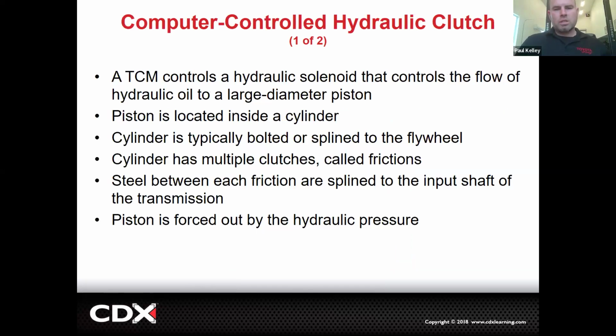Okay. How? Well, the TCM controls it. Now, how on the hydraulic ones? The TCM controls hydraulic solenoids, which control the flow of hydraulic oil. It's got a piston. There's typically going to be 2 pistons and 2 cylinders, and one of them is going to be for the odd gears 1, 3, and 5, and the other one is going to be evens 2, 4, and 6.